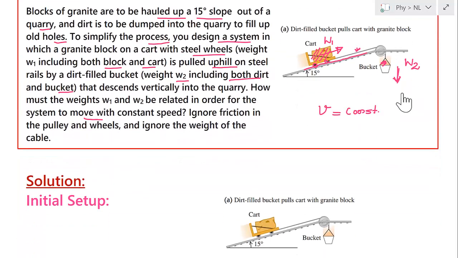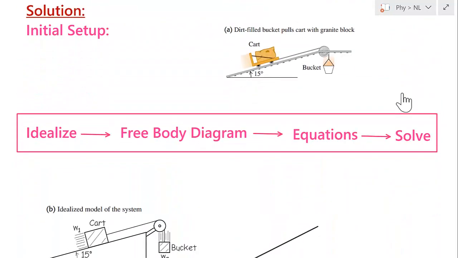So how will you solve this problem? First you have to make an initial setup: what are the things that are given. You have been given this angle, let's call this angle theta. So theta is given, equal to 15 degrees. Weight W1 is given and weight W2 is given, and it has been given that this system is moving with a constant velocity. This means it is in equilibrium.